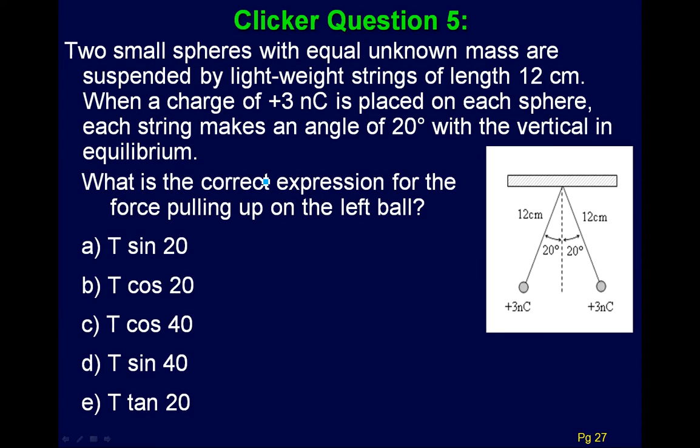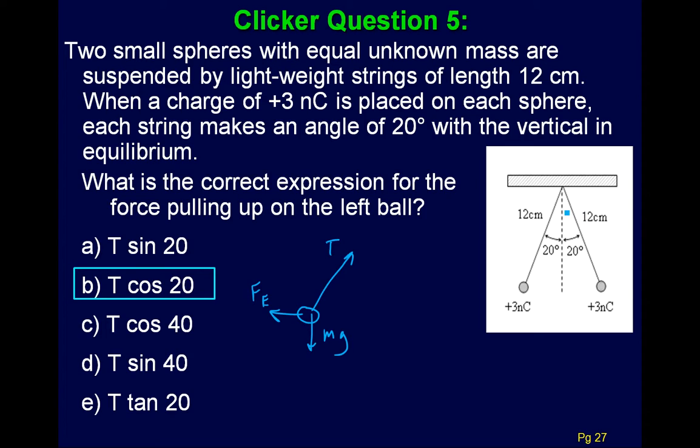All right, so we have that, and then the other thing we did is ask what is the correct expression for the force pulling up on the left ball? Think about this, and if you look at our picture, it'll just be this here. There's the tension this way, mg downwards, and then our electric force. Pause this if you haven't done this already and think about it. Okay, so hopefully you got T cosine of 20.